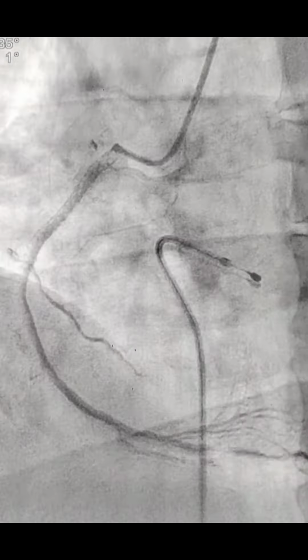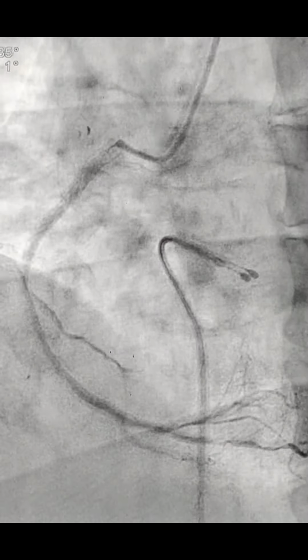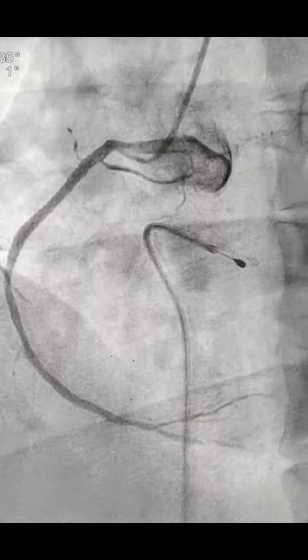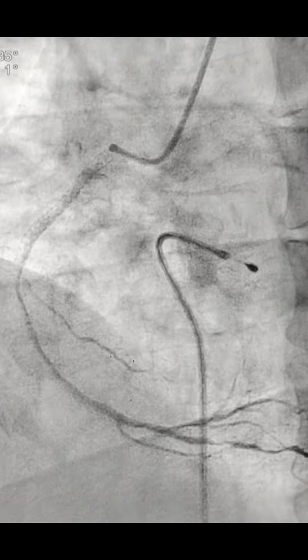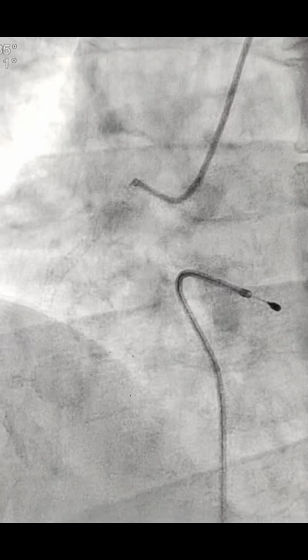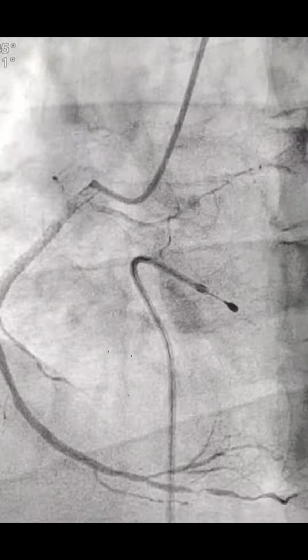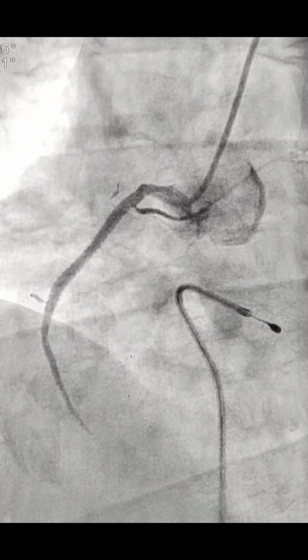So this is the primary angioplasty to LAD and RCA. Both were 100% totally occluded, thrombotic occlusions, and he presented with ST elevation in the anterior leads. So that is how we saved this patient. Now the patient is stable. We have shifted him to ICU.